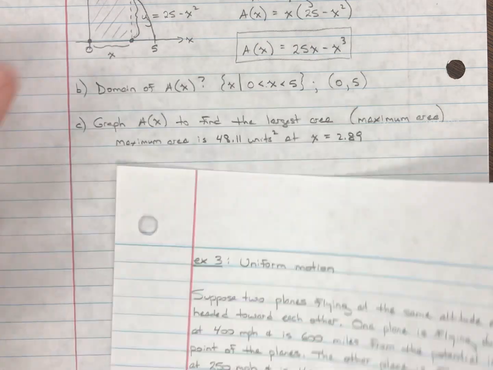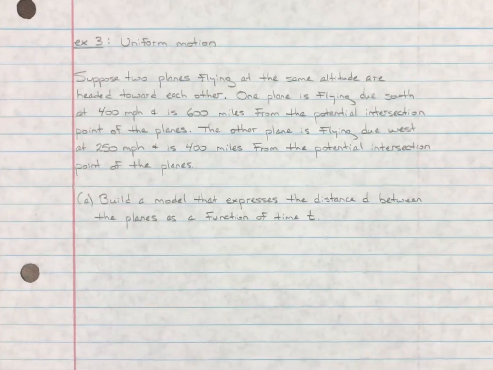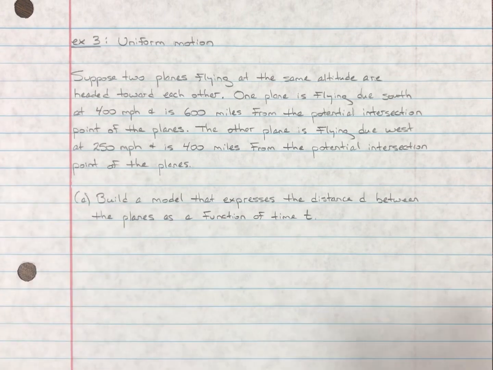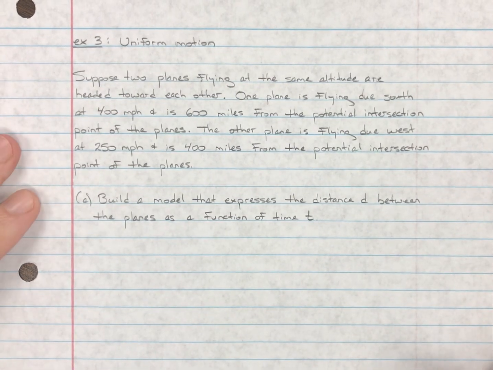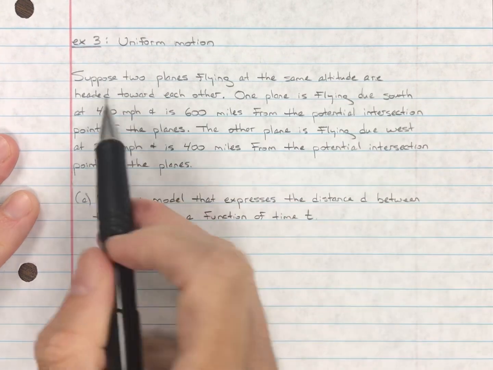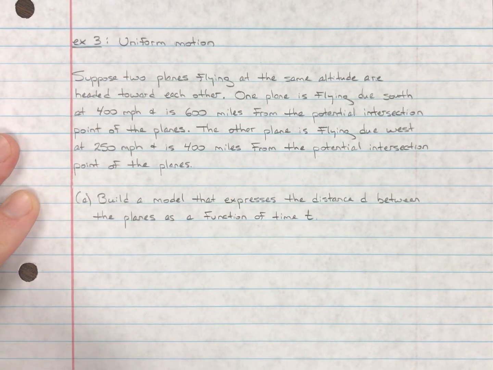Okay, last question. Let's take a look at some uniform motion. Everybody's favorite thing. Uniform motion, constant motion. Distance equals rate times time. Suppose two planes are flying at the same altitude and they're headed toward one another. So we're going to crash.